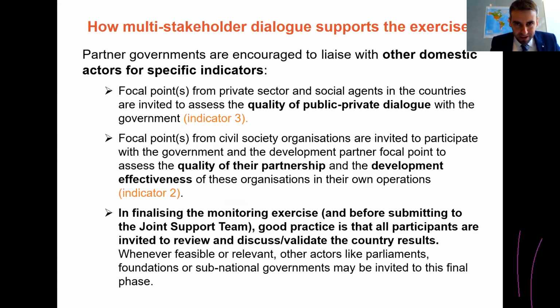identify the strengths and weaknesses and move forward to more collaboration between the public sector and the private sector. Same for indicator 2 on the quality of the enabling environment and development effectiveness of civil society organizations.